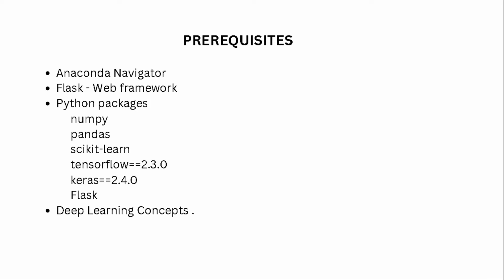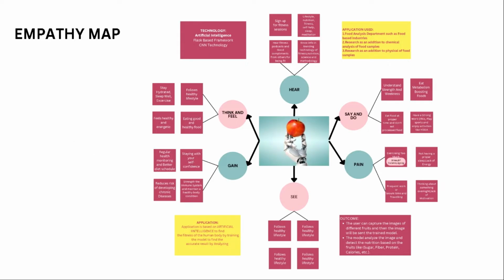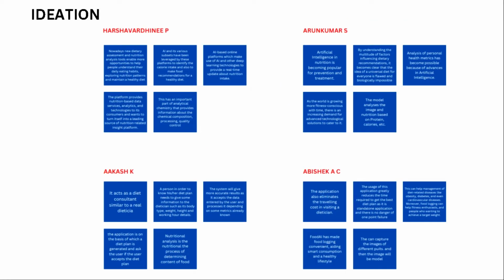Then let's see the empathy map. In the empathy map, we cover what we hear about the project and what we want to do in the project, and the gains after we implement the project. Then what we think and what we feel about the project. Then what is the ideation?